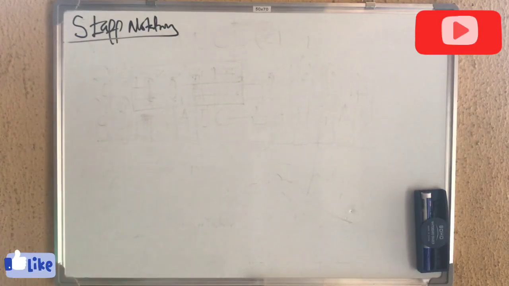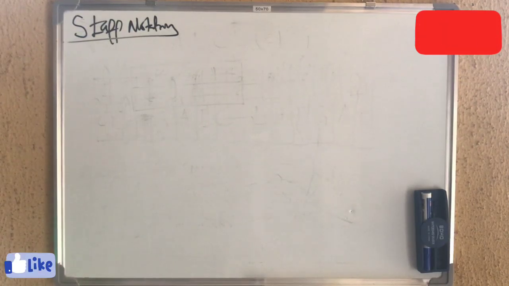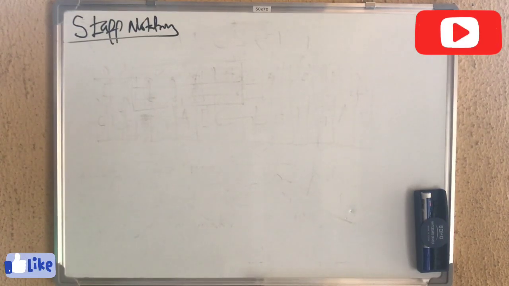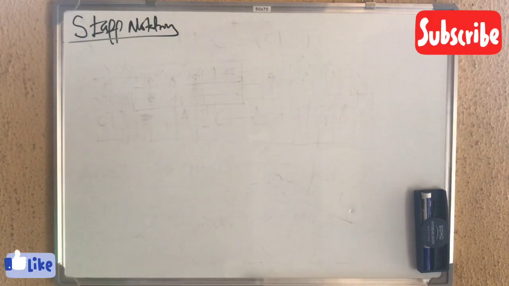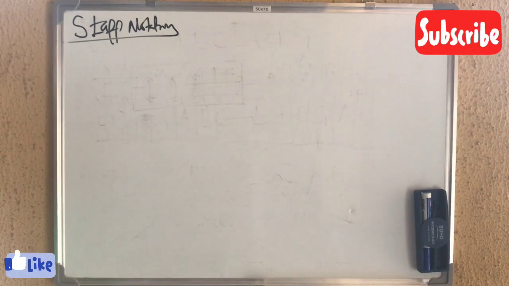The main character of this staff notation is the five lines and four spaces. This is the only thing that we should know how to manipulate, and we can get the staff notation right. Let me move you through by telling you how many alphabets we have in the keyboard and how you can locate those alphabets in the keyboard.